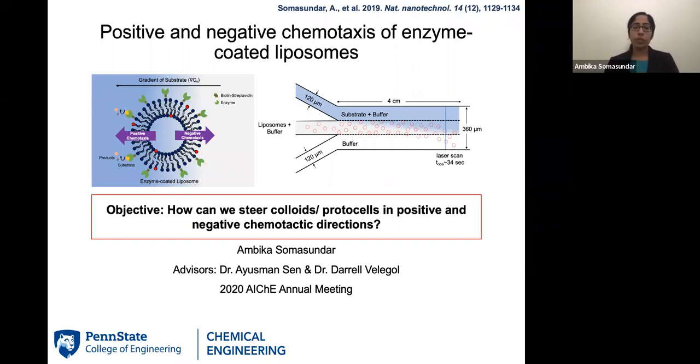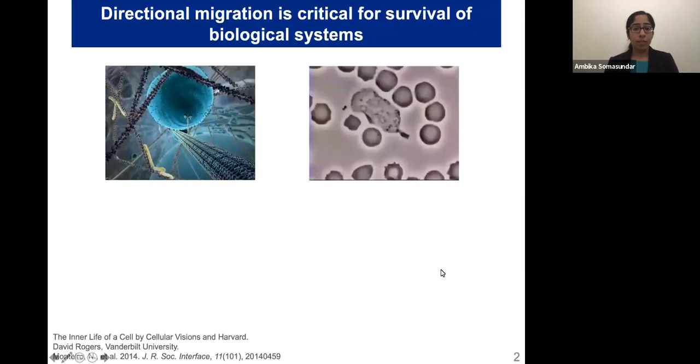So, why are we so interested in directional migration? The ability to sense chemical signals in its surrounding environment and move accordingly is crucial for the survival of living systems. To give you a few examples, directional migration enables cells to go towards food, away from toxins, and coordinate collective behavior such as tissue formation and biofilm formation.